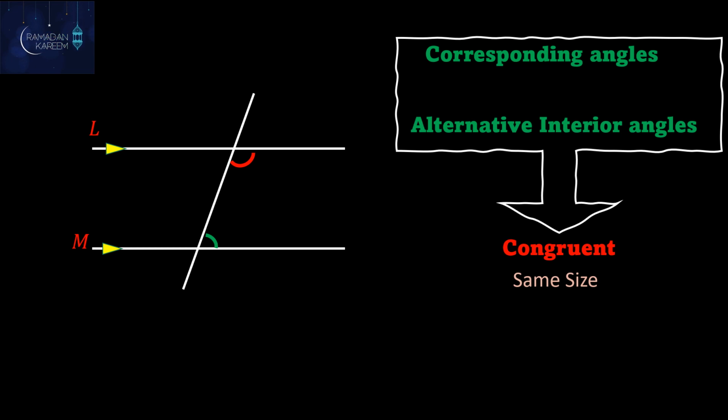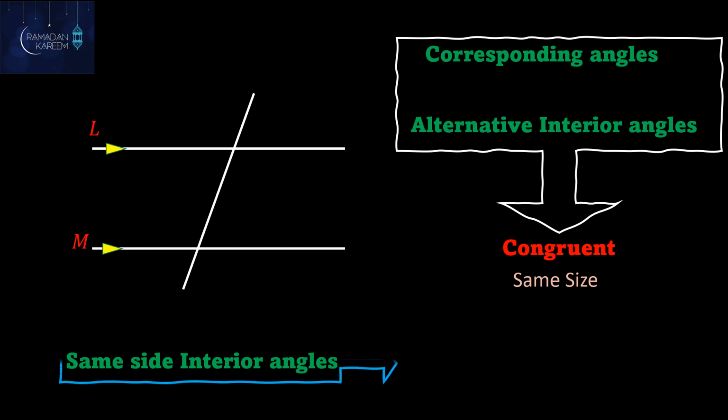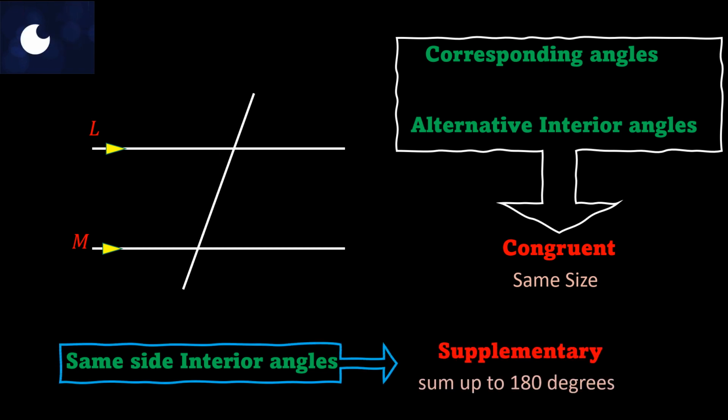All right, so what about these two angles? If we have a red and a green angle, they are on the same side of the transversal, but the difference is these two angles are opposite. Both are interior, between the parallel lines. We call these two angles same side interior angles. Okay, these two angles and these two angles. Actually, the same side interior angles are supplementary angles, meaning that they sum up to 180 degrees. So these are the 8 angles formed by two parallel lines with a transversal.